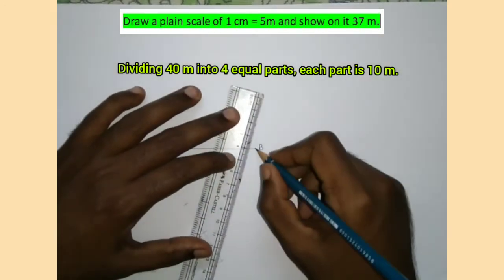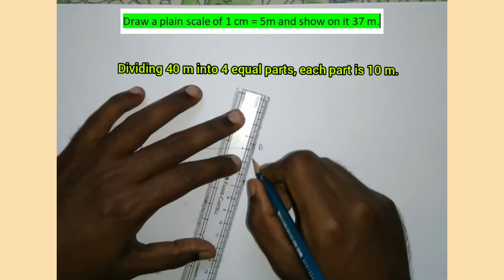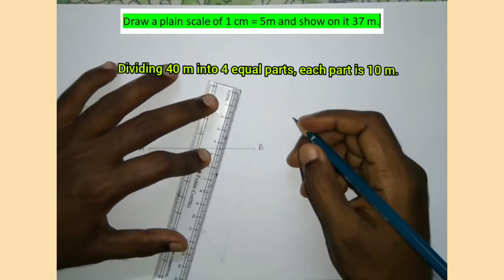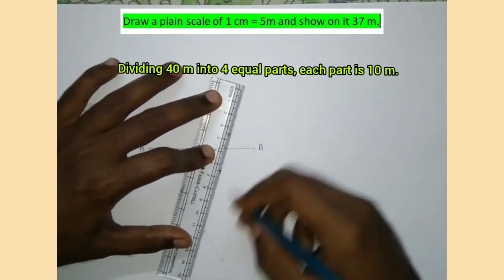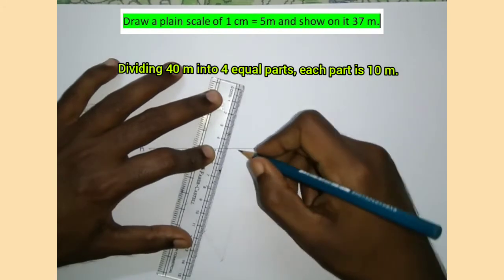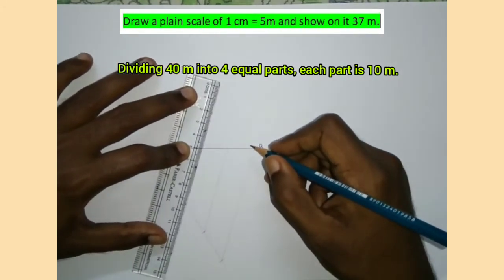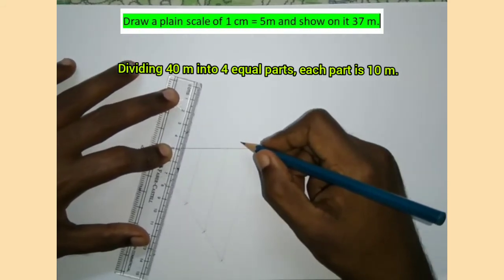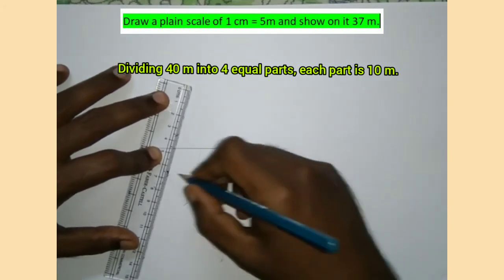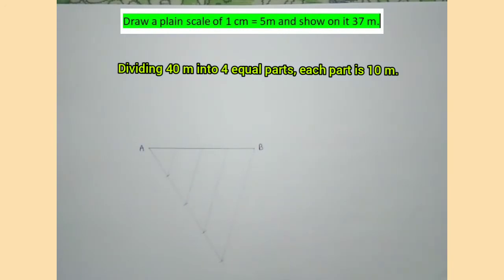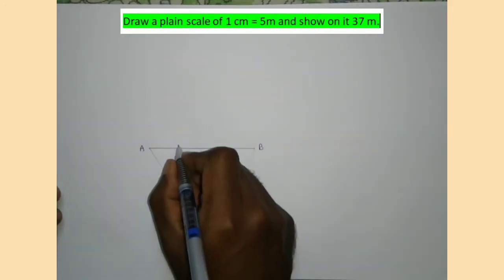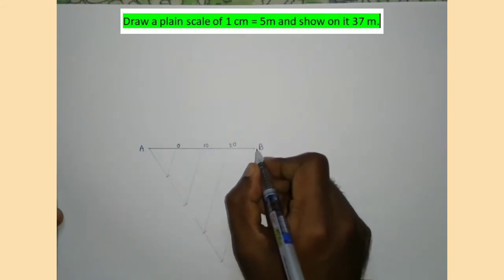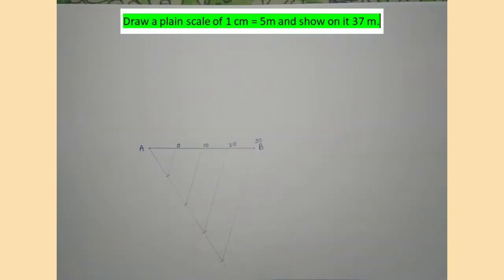Now I am drawing a line from the 4th arc to point B. And then I am drawing another line from the 3rd arc which is parallel to the first line. Similarly, I am drawing another line from the 2nd arc which is parallel to the previous line. And also I am drawing a line from the 1st arc. So finally we divided the line AB into 4 equal parts and each part is of length 10 meter, and I am marking it as 0, 10, 20 and 30.